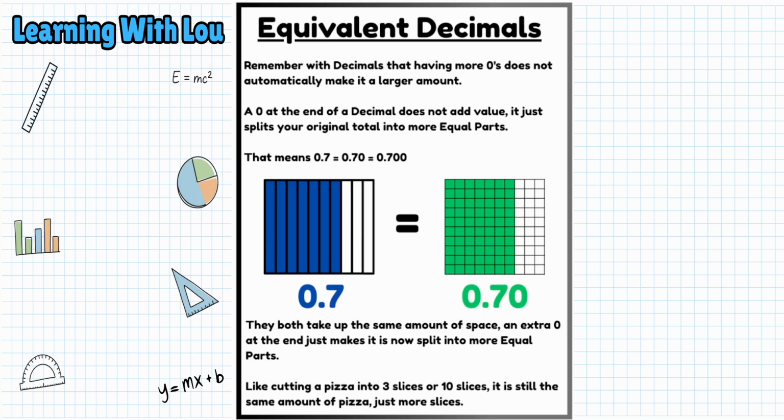And just one more example here, you can see that 7 tenths is the same as 70 hundredths. 7 out of 10 is the same as 70 out of 100. When you add a 0 at the end, all you do is just make more equal parts. Think about it like a pizza.